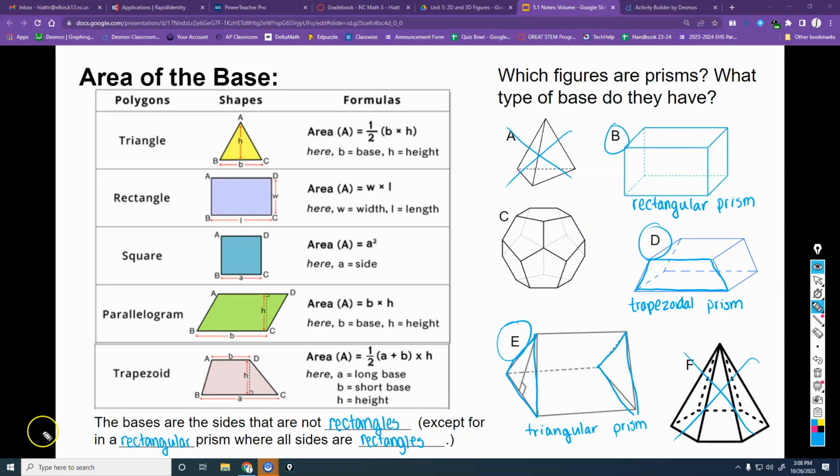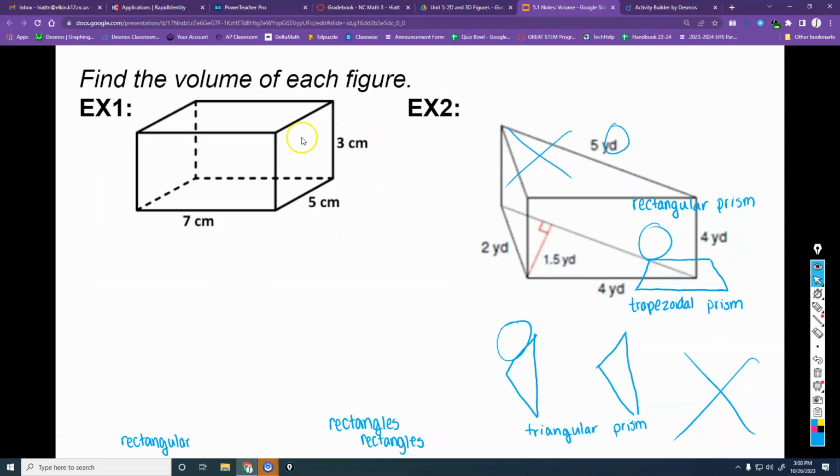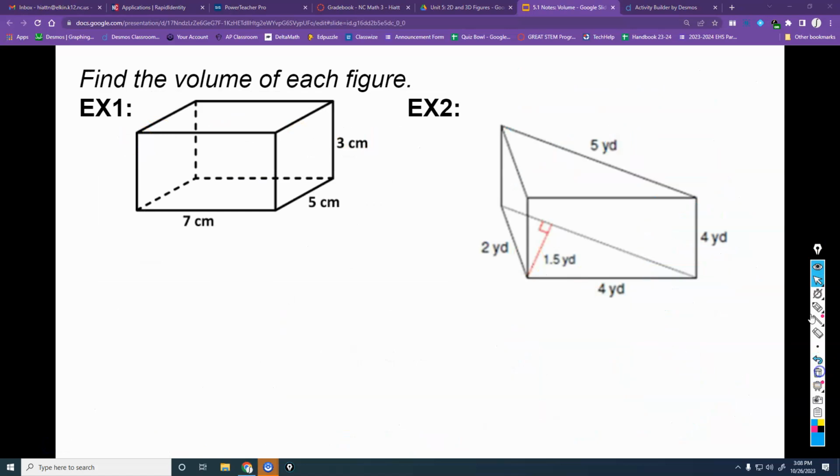It's really important to be able to know these things because if you don't, you won't know which formula to use to find the volume of these. If you have a pyramid and you're trying to use a prism formula, then you're not going to get the answer right. So let's look at these two examples here.